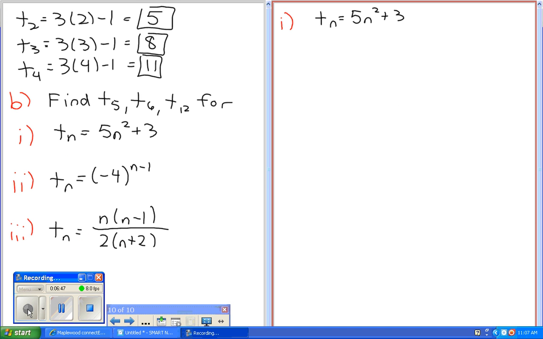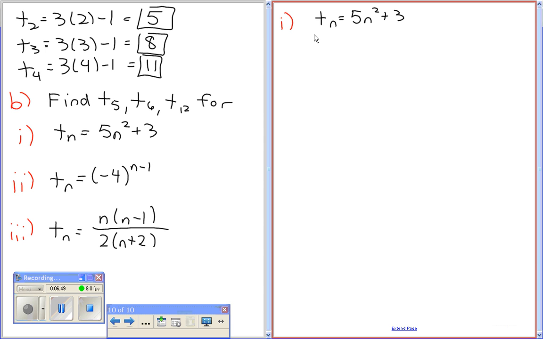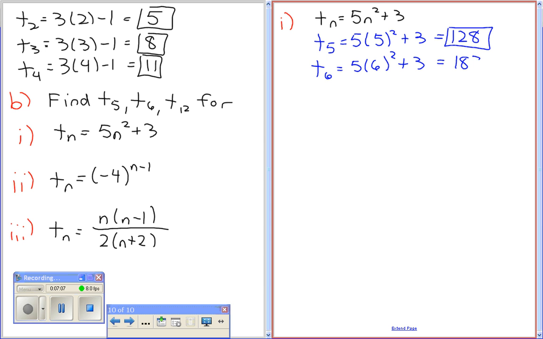Okay, Sabrina says 128, so it'll be T5. So T5 is 5 times 5 squared plus 3, which is in fact 128. Can I get the same thing for T6, please? 183, so it's 5 times 6 squared plus 3 equals 183. Here we go, Maddie, go ahead. T7 is 248. Lovely. Those are the 3 nice ones.